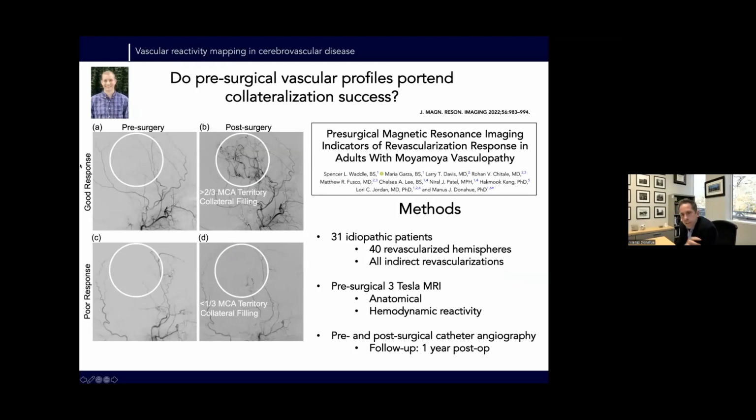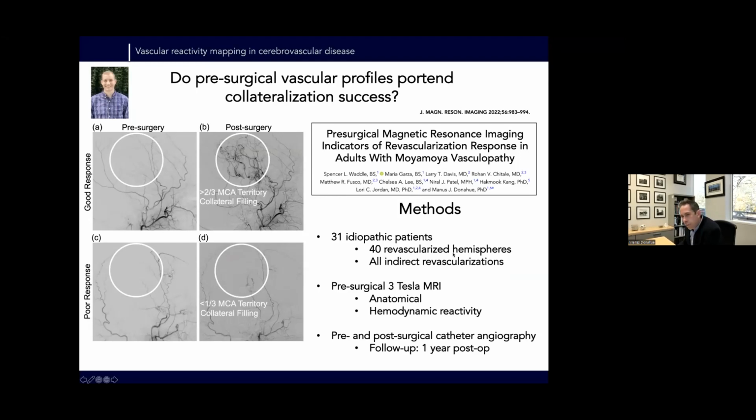Okay, so that's showing that you can see similar things with the catheter angiograms. But one of the things you want to know is, can we actually predict who's going to have a good response or not? This is work that was done in the lab by Spencer Waddle, and it was just published. He looked at those that had good responses, pre versus post revascularization, versus poor responses. And he enrolled 31 idiopathic patients.